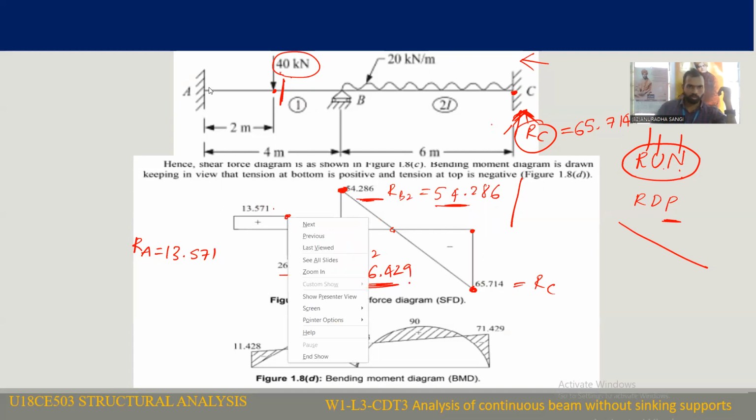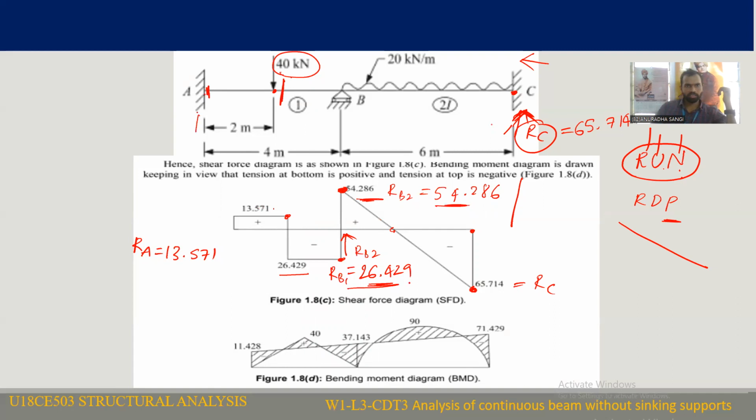Up to before A there is no change. At A, the reaction at A is 13.571, so it will approach 0. You need to remember these two things: right side upward force is negative, and right side downward force is positive. Right side upward force, you represent on the negative side. That means this negative value gradually decreases to 0, and from 0 it increases to a positive value.